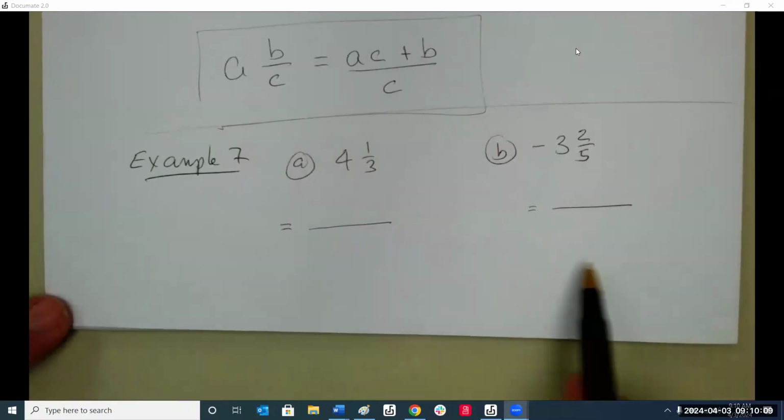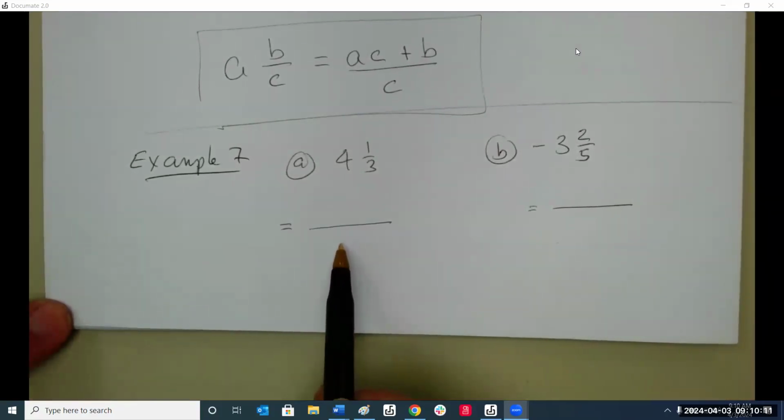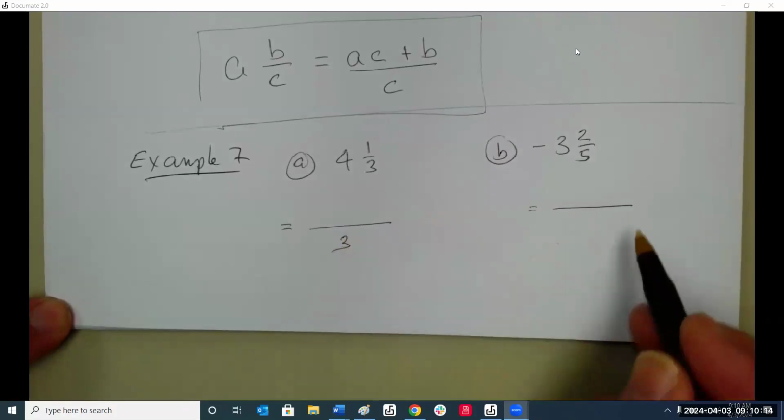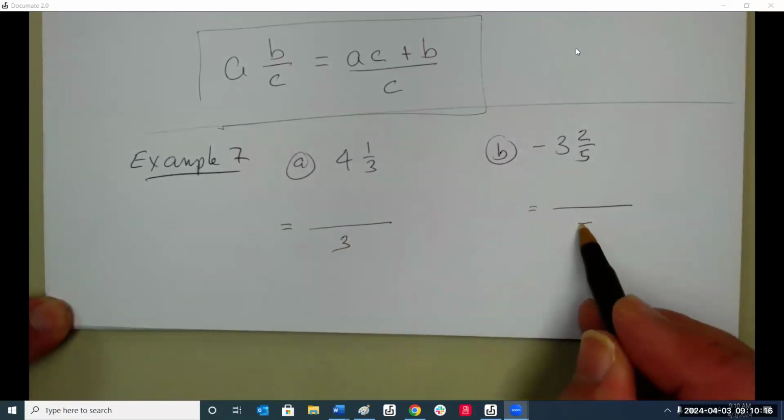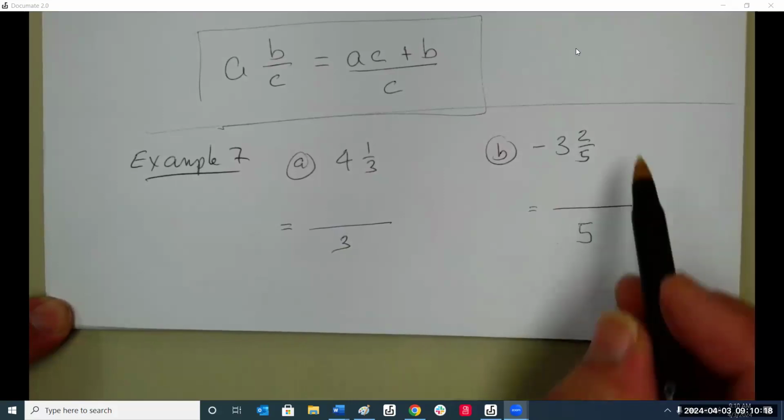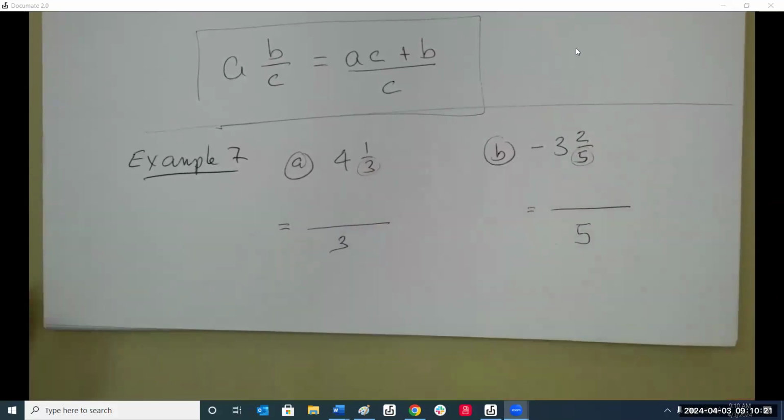Just by looking, we know what the bottom numbers are going to be. What's the bottom number going to be in the first one? And the second one? So the bottom numbers never change.